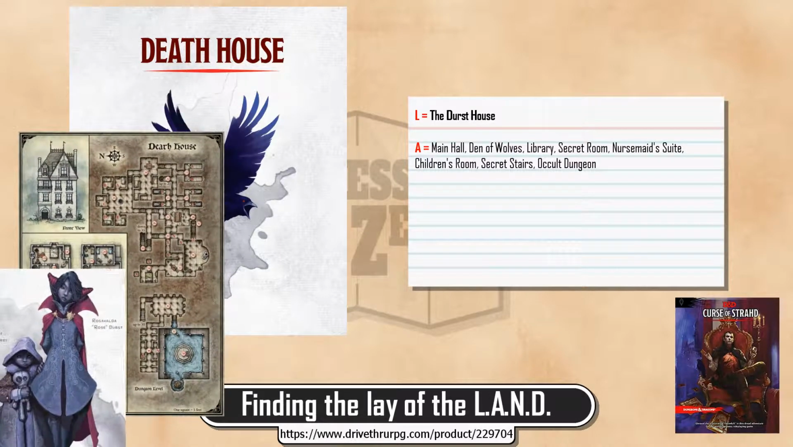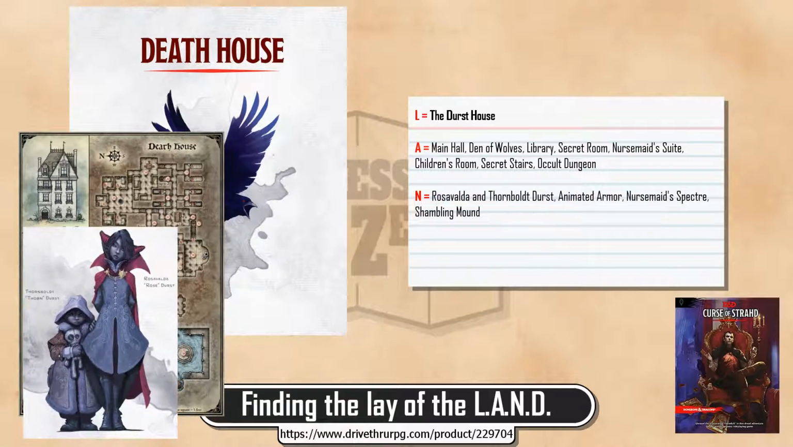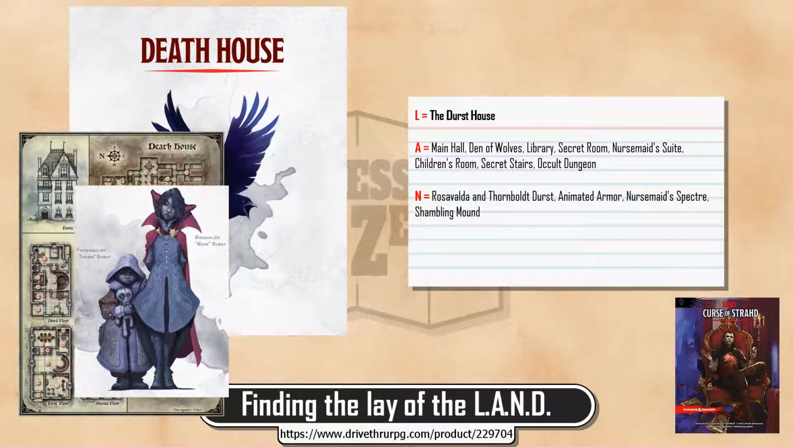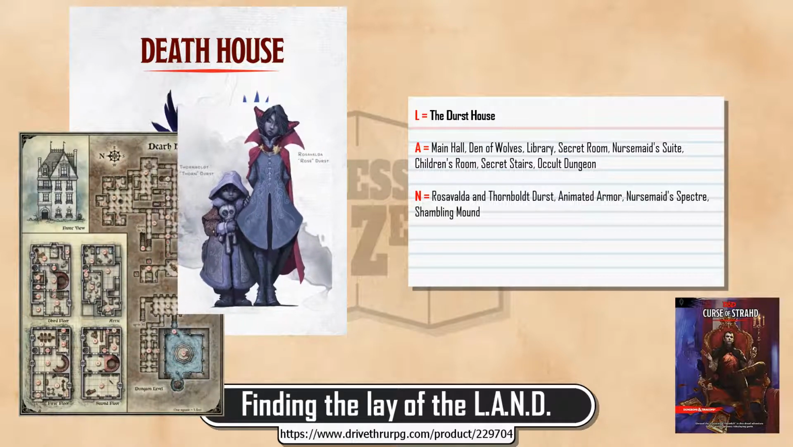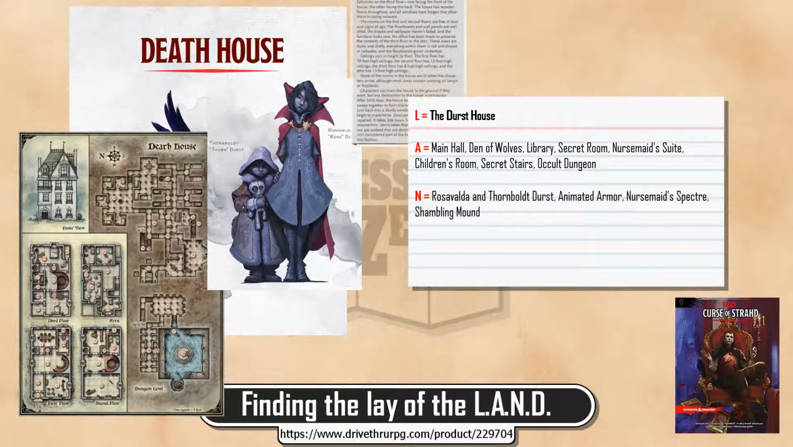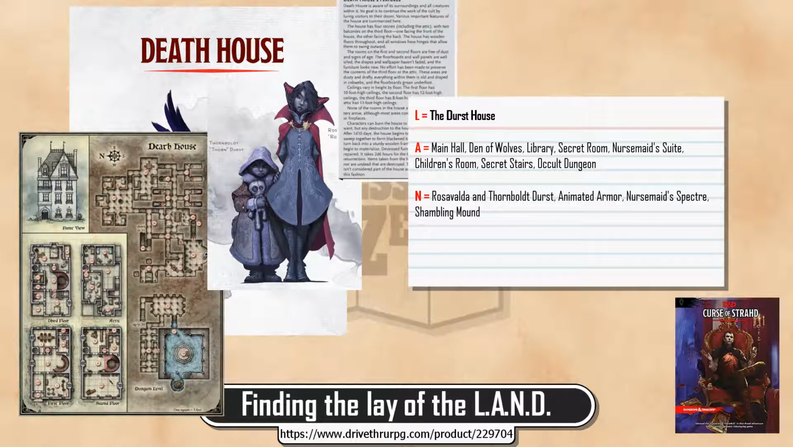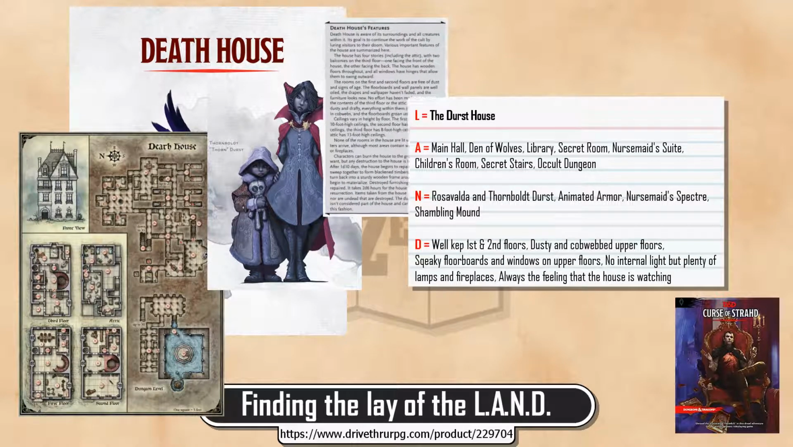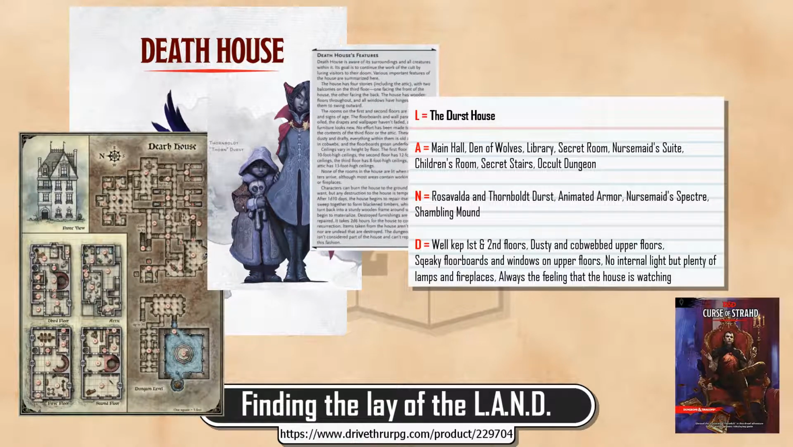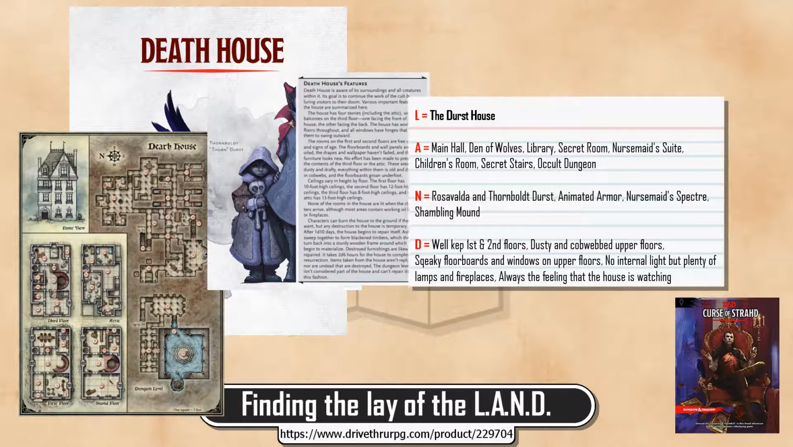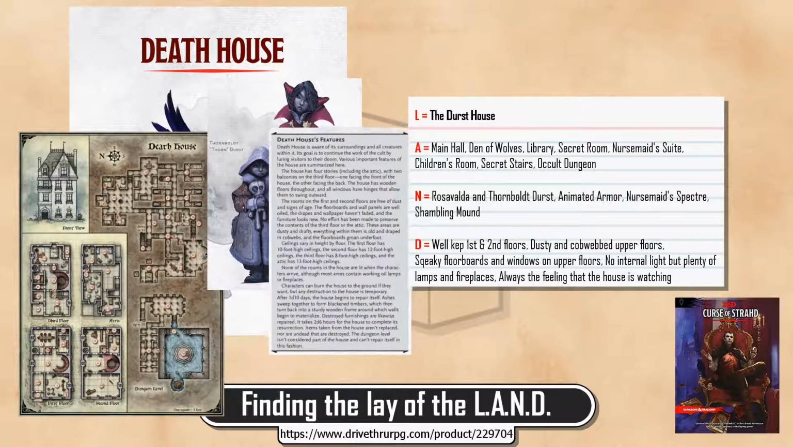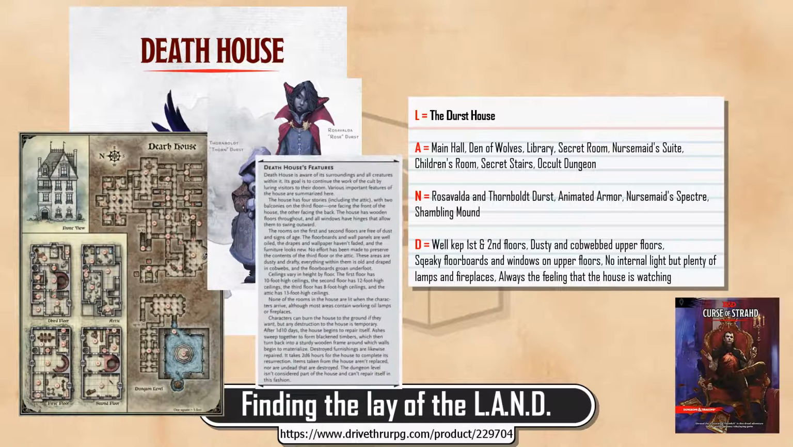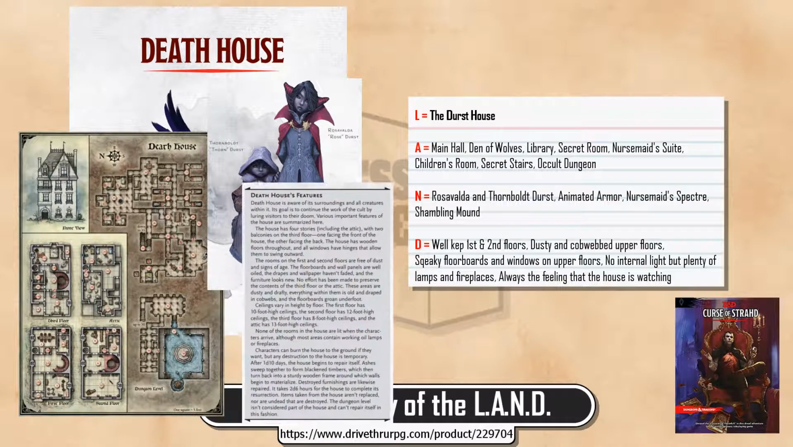The special or unique natives of Death House are Rosevalda and Thornbolt Durst, Animated Armor, Nursemaid Spectre, and Shambling Mound. And some details for Death House are well-kept 1st and 2nd floor, dusty and cobwebbed upper floors, squeaky floorboards and windows on the upper floors. No internal light, but plenty of lamps and fireplaces. Always the feeling that the house is watching.